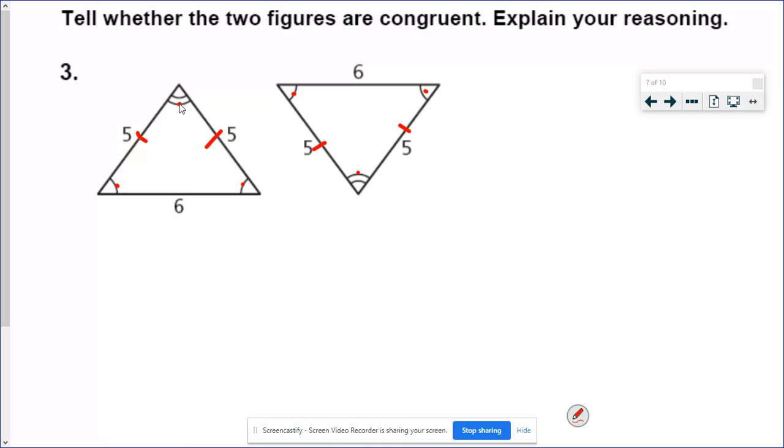So those sides match up. This is a 6, matches up with that 6. Are these congruent? Yes, because all of the corresponding parts are congruent.